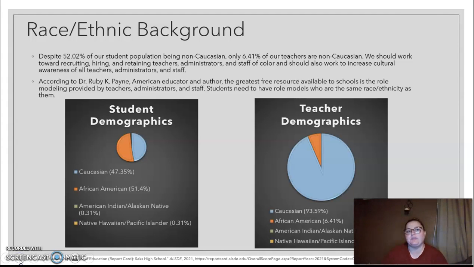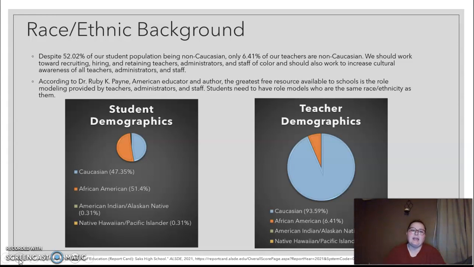So first, let's focus on race and ethnic background. Despite over 52% of our student population being non-Caucasian, there are only 6.41% of our teachers who are non-Caucasian. We really should work toward recruiting, hiring, and retaining teachers, administrators, and staff of color, and should also work to increase cultural awareness of all teachers, administrators, and staff who are already hired at our school.